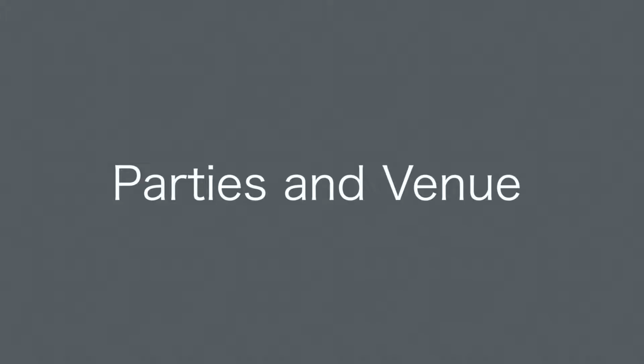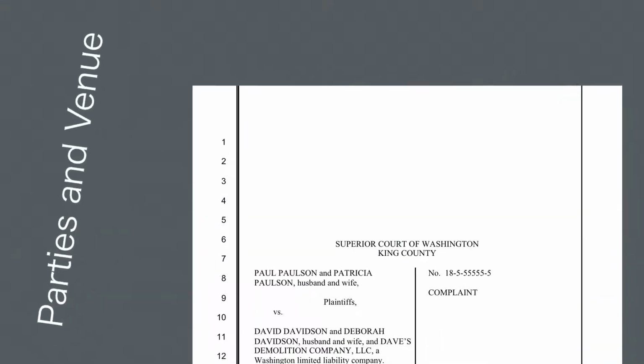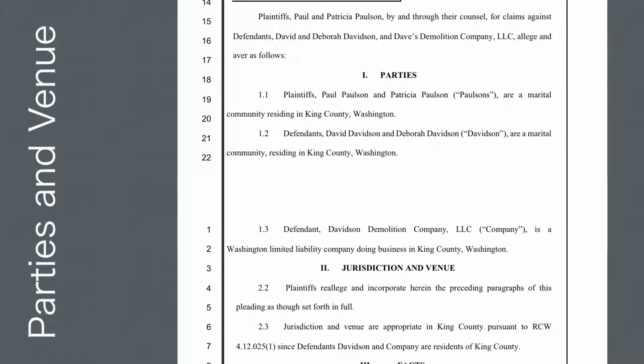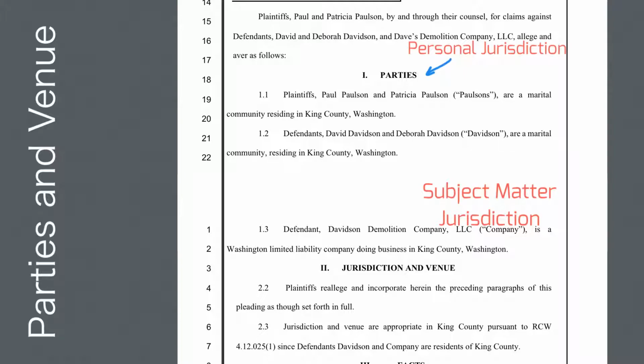After the caption, the complaint then identifies the parties to the lawsuit and the court where the action is going to be fought. These comprise the two main jurisdictional elements of a lawsuit. And this is important because for a court to have jurisdiction over a matter, it must have both personal jurisdiction over the parties that are contending, but also subject matter jurisdiction over the type of law itself.